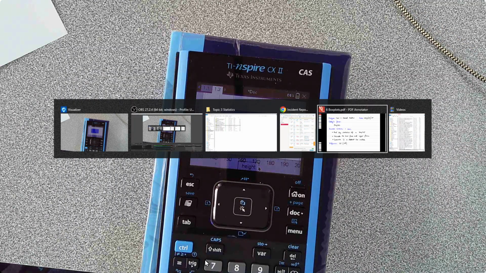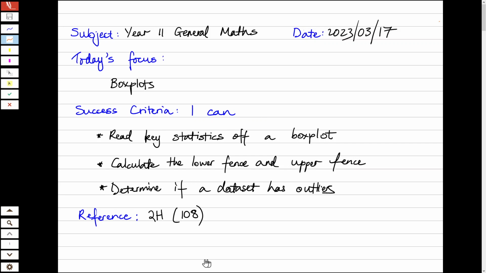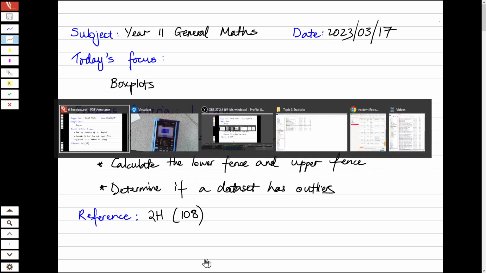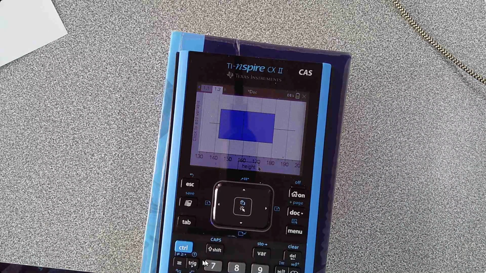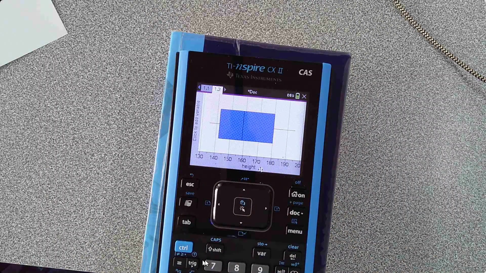So, we've just created a box plot on our CAS calculator. Now, I want to ask you, as year 11s, what do you know about these plots? Tell me everything that you know about them.